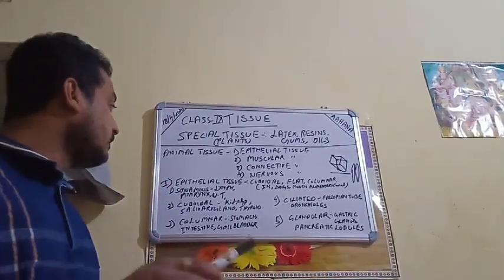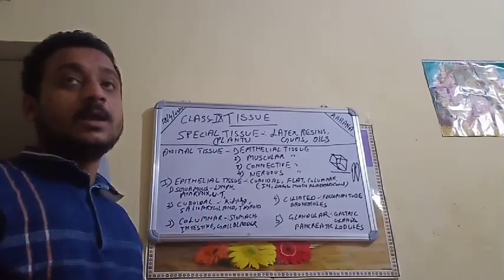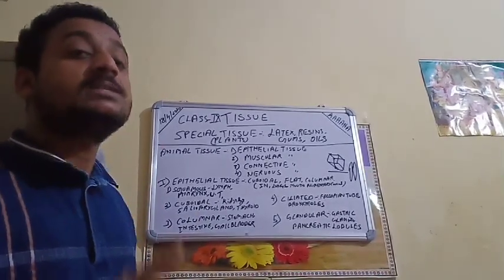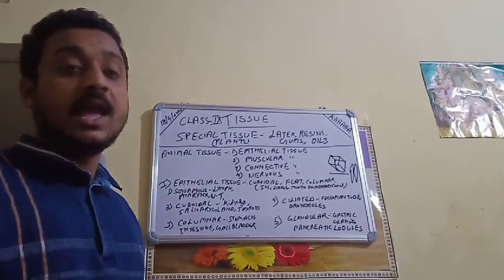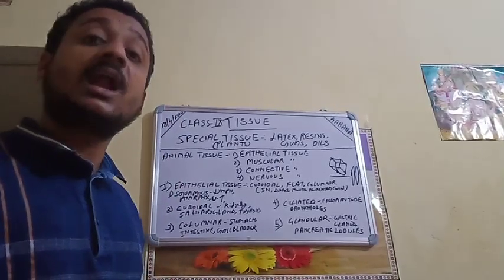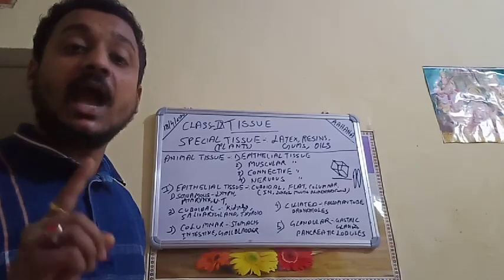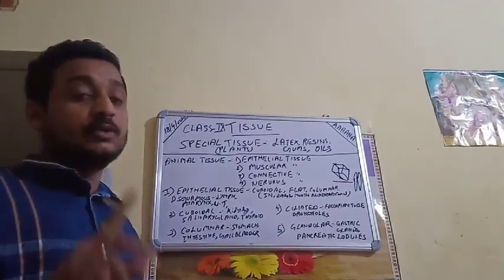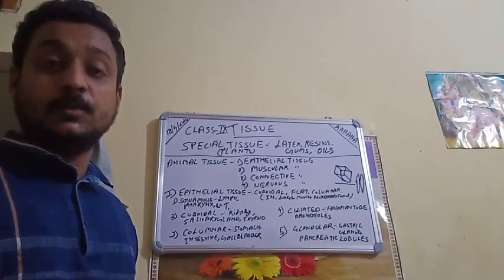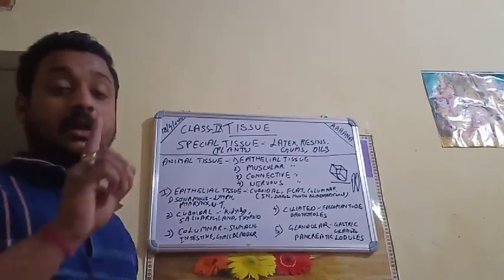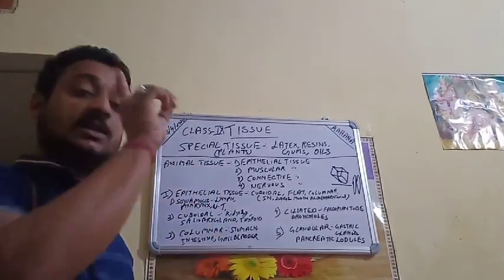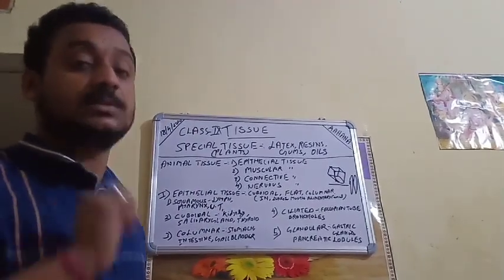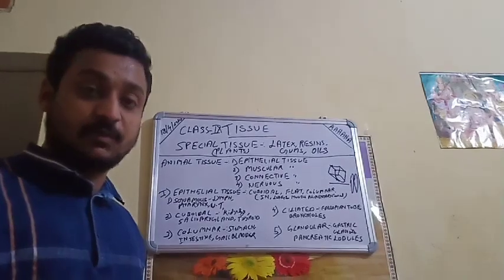Now, apart from this, the squamous epithelium also has 2 parts: simple squamous epithelium and stratified, S-T-R-A-T-I-F-I-E-D. Stratified and simple. So first we will see simple epithelial tissue. The simple squamous epithelial tissue is generally found in the blood vessels. In the blood vessels it is found.